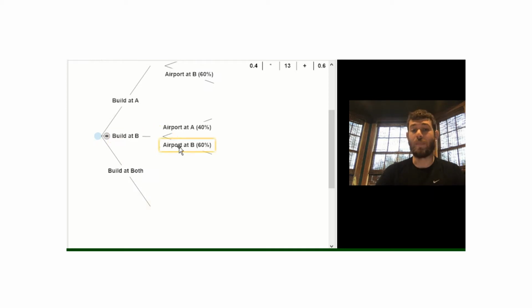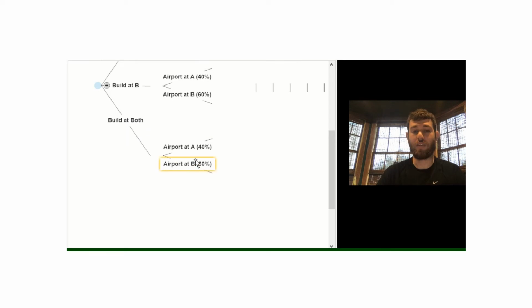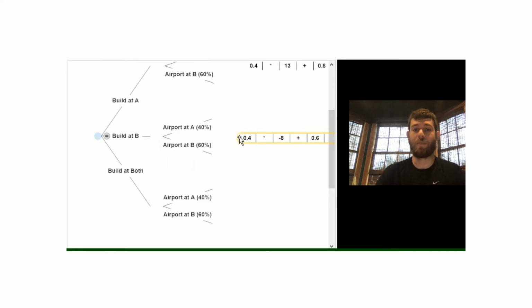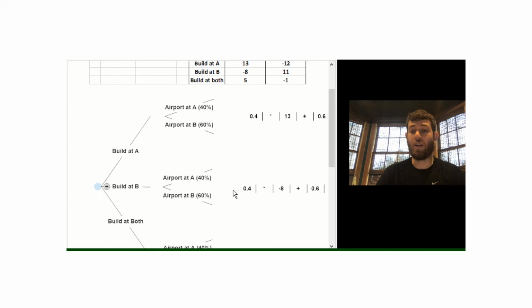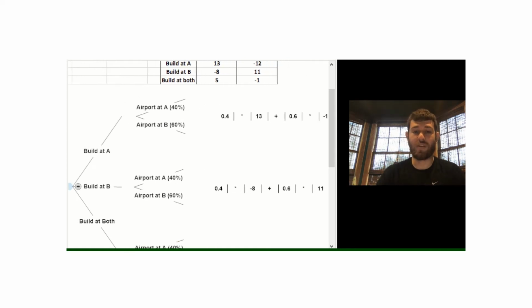Or when we build at B, it could be at B. And lastly, when we build at both, here at the bottom, it could be at A or it could be at B. Now, how do we calculate the expected values? What's our probability? What are we going to get? So these are what these numbers here mean.